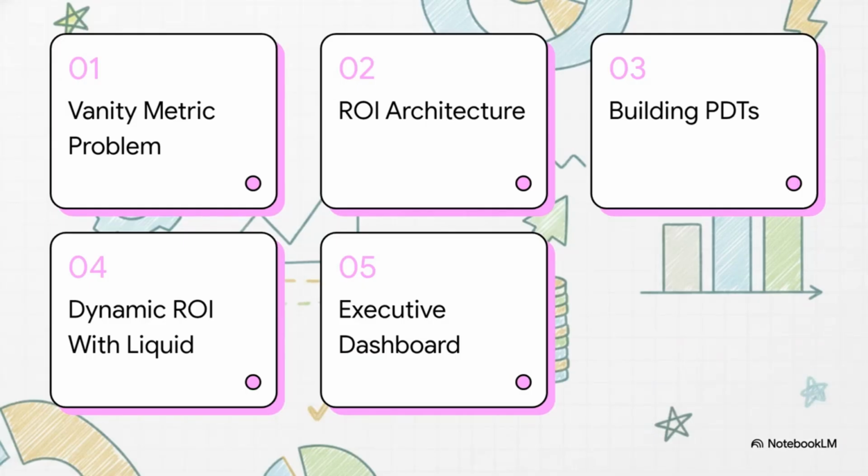1. The vanity metric problem. 2. The ROI architecture challenge. 3. Building persistent derived tables. 4. Dynamic ROI with Liquid. And 5. Designing the executive dashboard.